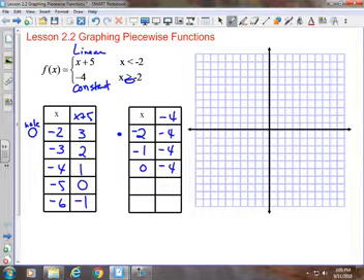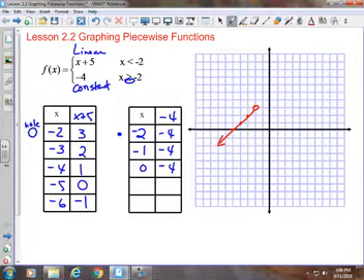Now when you graph these, you're going to graph each table. On this first table, you're going to start with that open circle at (-2, 3), and then you're going to plot your other points: -3, 2; -4, 1; -5, 0. That makes a line that's going downhill and has an arrow on the end of it, because it started at an open circle, so the arrow has to be on the other end.